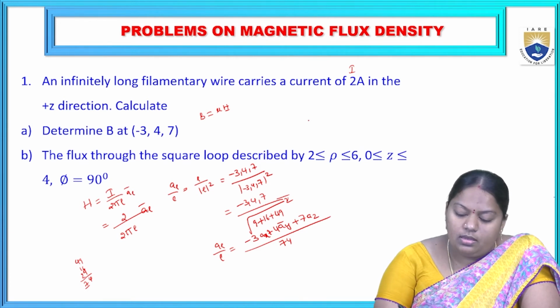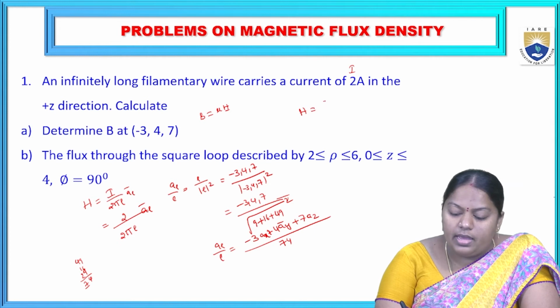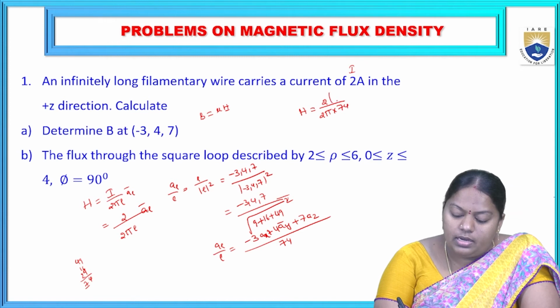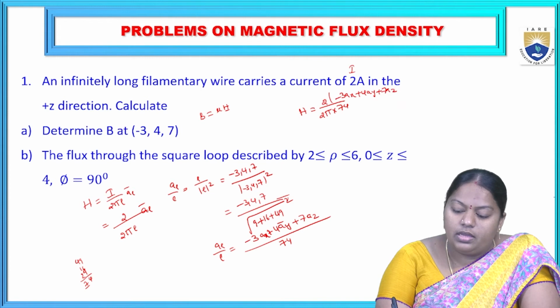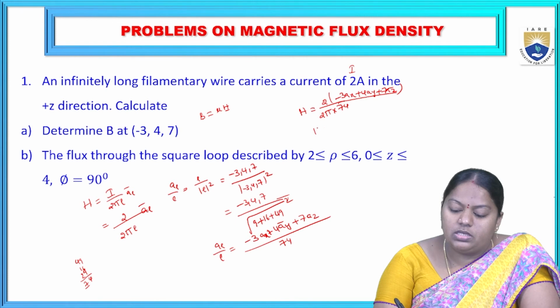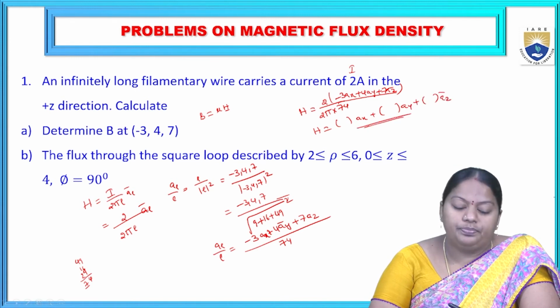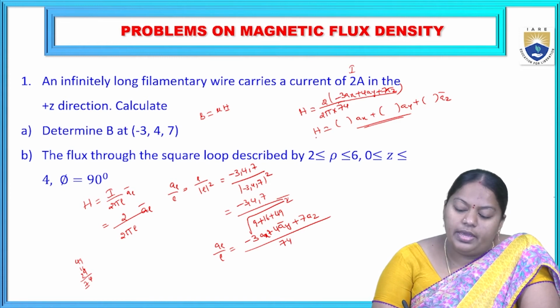Right? So now substitute the a rho by rho value in H. Then H is given by H equal to I, that is 2 amperes. You need to write units here. 2 by 2 pi into 74, and here it will be minus 3 ax plus 4 ay plus 7 az. Right? So if you evaluate the total thing, it is to be expressed as H equal to something into ax, plus something into ay, plus something into az. That is the value of H.